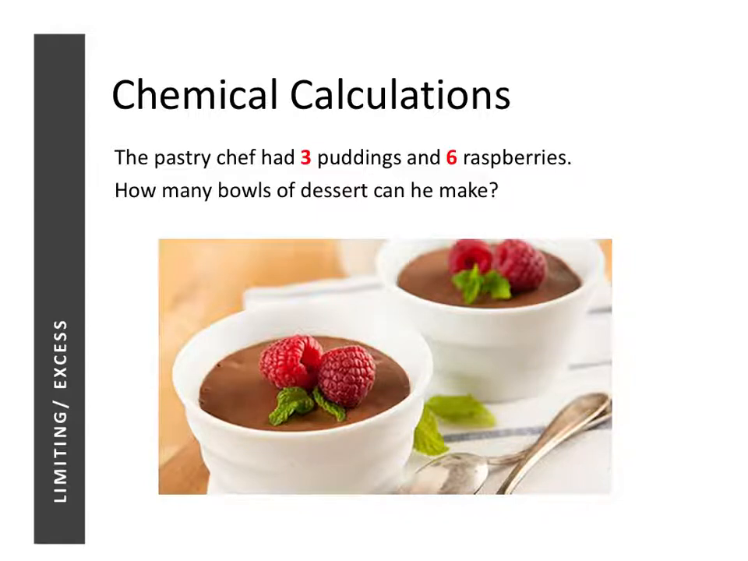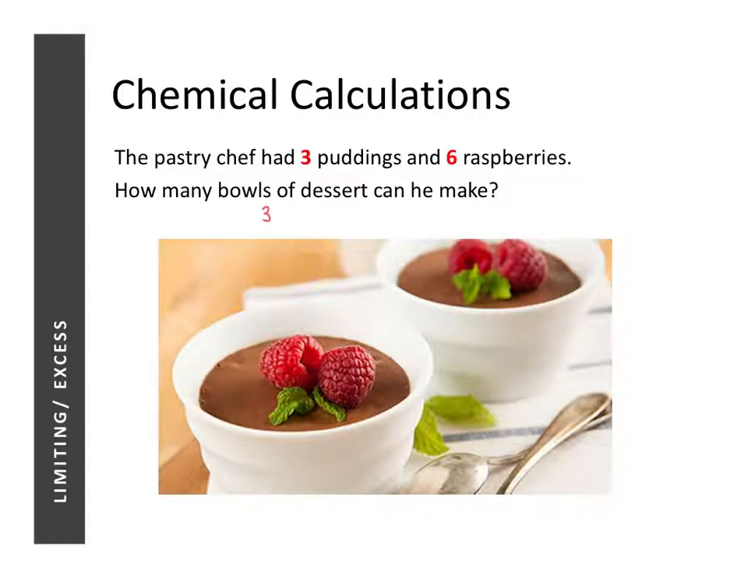Alright, I'll give you 5 seconds. From the picture, I'm sure you can tell that the chef will be able to make 3 bowls of dessert. Okay, how do we know? Because from the picture, each pudding must be matched with 2 raspberries. So with 3 puddings and 6 raspberries, we can make 3 bowls of dessert.